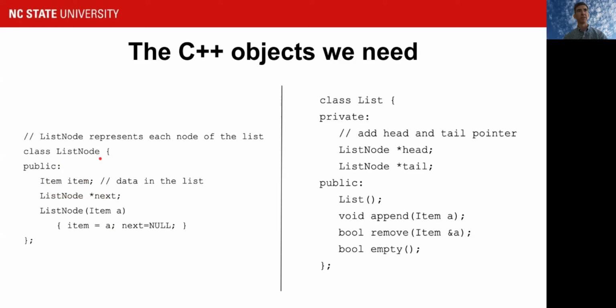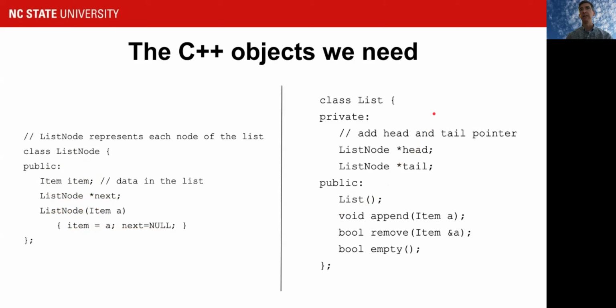So right, this is class list node, and then it's going to have a pointer called next that points to another list node. So this list node star tells us it's a pointer to another node of the same type. And then just for convenience, I have a constructor inside this class that will initialize item for me and set the next pointer to null, so that anytime I make one of these, it's just set up in a convenient way.